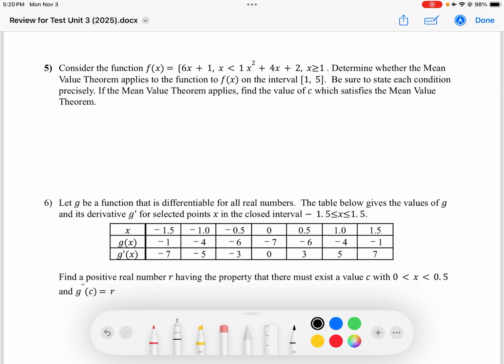Consider this function. Okay. Determine whether the mean value theorem applies to this function on this interval. Be sure to state each condition precisely. If the mean value theorem applies, find the value of c which satisfies the mean value theorem.